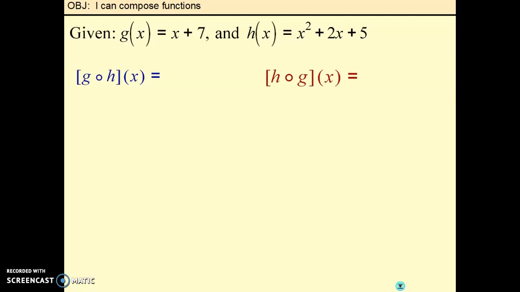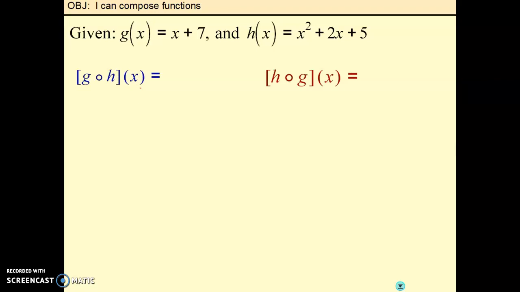So again, I'm sorry I wasn't able to print your notes. If you want to pause and actually write down these two functions, go for it. Otherwise, let's notice the big difference today is my input is just x, right? So I don't have a number to actually plug in. The concept is the same though.